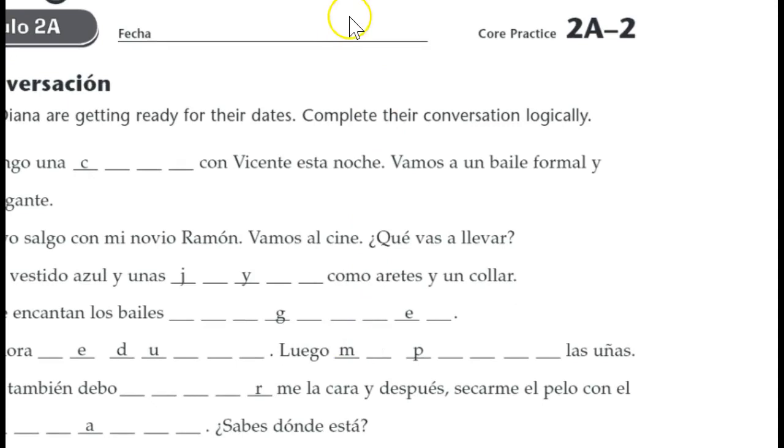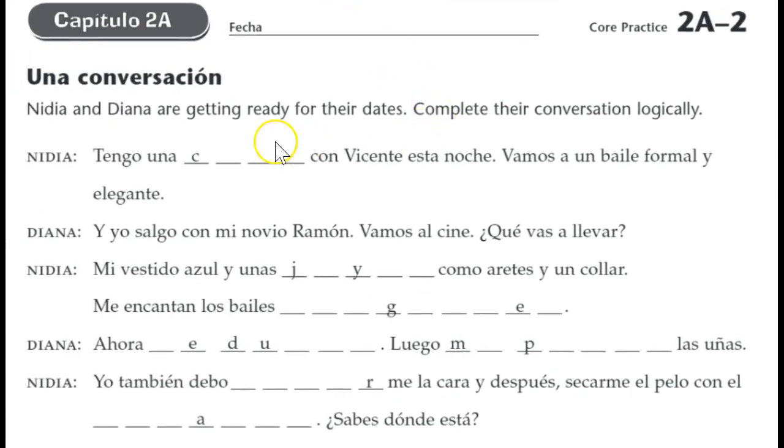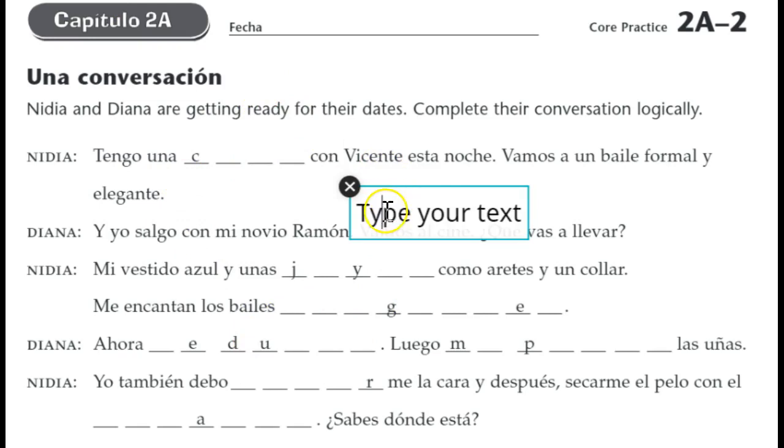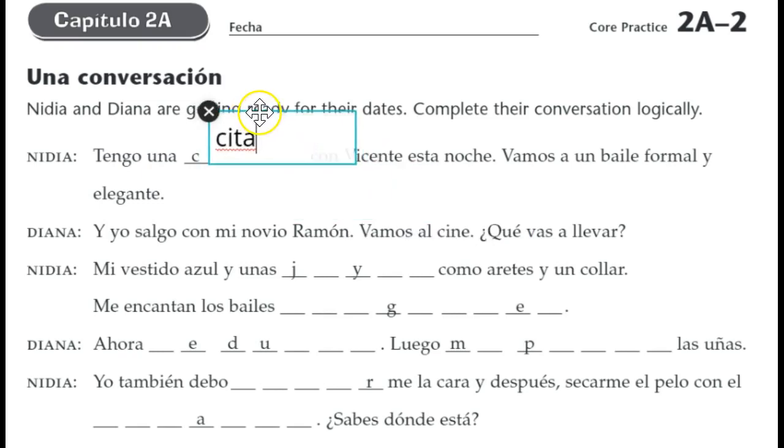Okay, next we have una conversación. Nidia, Diana are getting ready for their dates. Complete the conversation logically. Okay, so you got some letters here that are filled in. Tengo una cita, looks like. She's got a date, right? Tengo una cita. Now I'll just write the full word out, but you can fill in the rest of the letters as you go, but I'm just going to put the whole word in there. Tengo una cita, C-I-T-A. Con Vicente esta noche vamos a un baile formal y elegante.